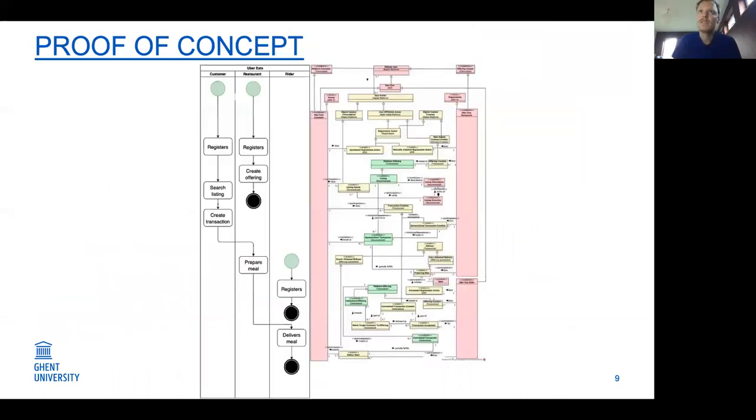This is a proof of concept I made for Uber Eats. So Uber Eats is a platform to deliver food. And on the left, you can see the process model of Uber Eats. And on the right, I visualized the ontology, or an application of my ontology.